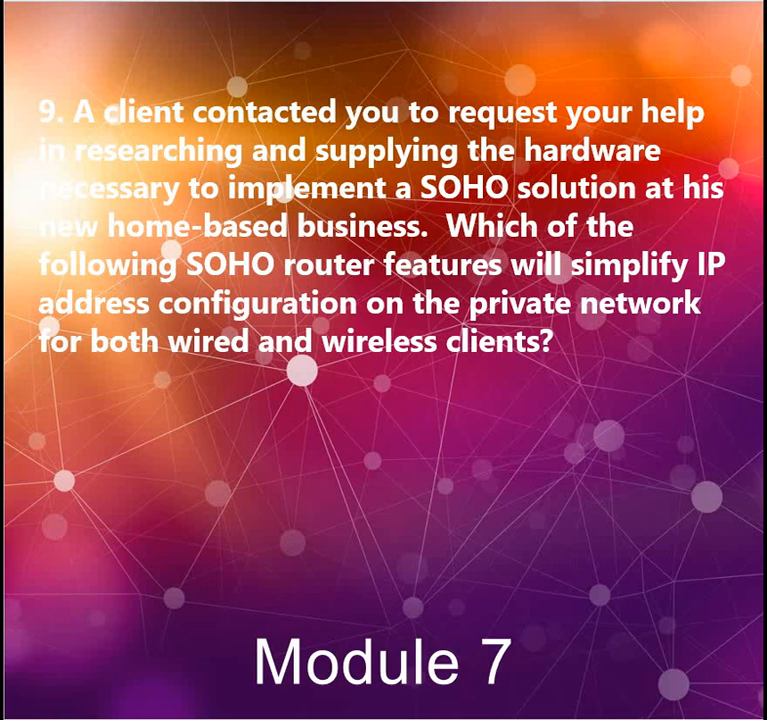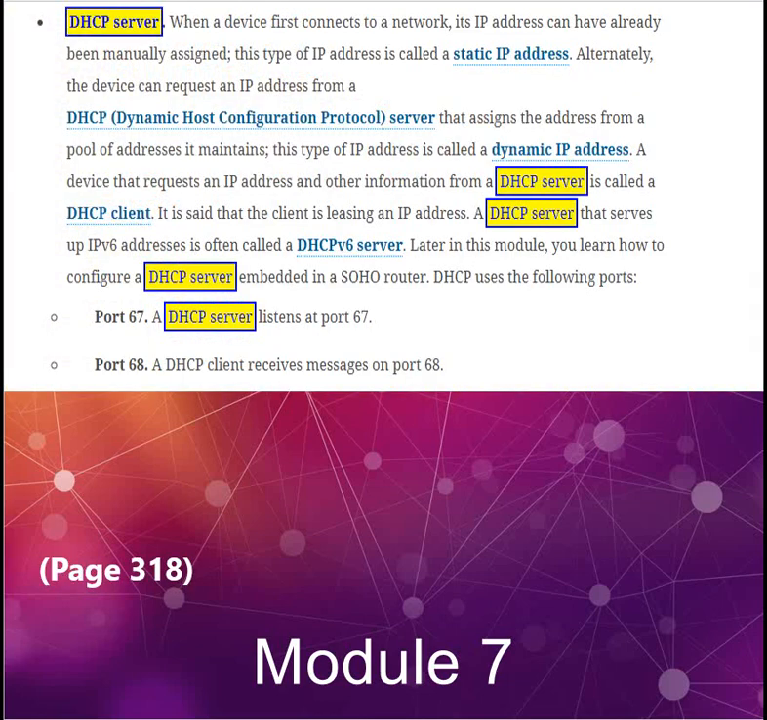Multi-port switch, still for connectivity, that will be valuable, but it won't help for IP addresses. FTP server, file transfer protocol, that has nothing to do with IP addresses. And the firewall, once again, is a security device that manages traffic and protects against unwanted traffic into the network. So the correct answer would be DHCP server, and that is found on page 318. And here you have your DHCP server.